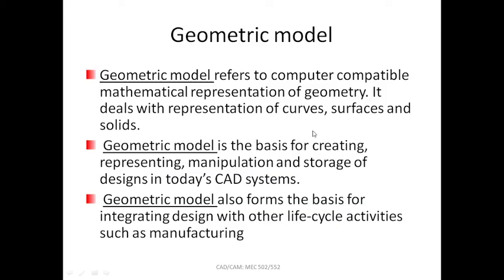Let us first define the geometric model. It refers to a computer compatible mathematical representation of geometry. So in this definition, I would like to stress two keywords. One is compatibility with the computer, or computer compatible, and the second one is mathematical representation. Both of these are very important. You can recall that you can always define a line with the help of some equation, a mathematical representation.